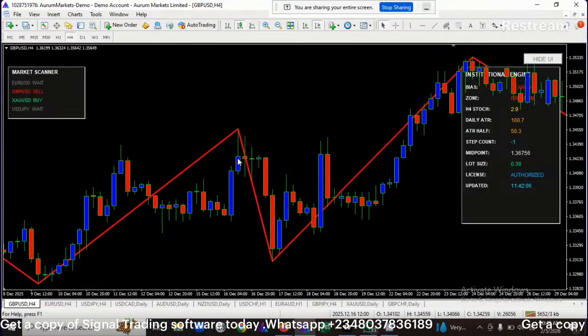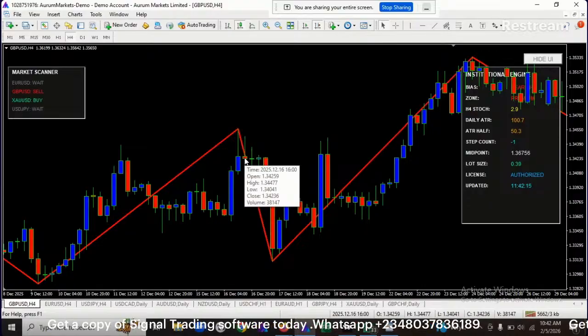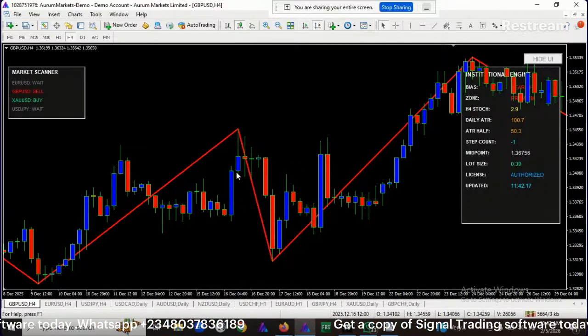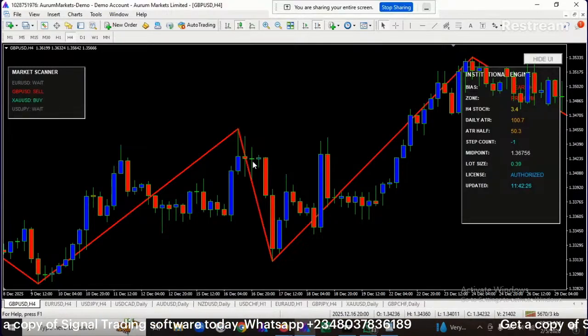So you can see this also. We had a shooting star here, and you can see the next candlestick closed bearish. So you do not execute a sell after the formation of this bullish shooting star. You wait for the next candle to close bearish before you take a sell. I hope that is clear.